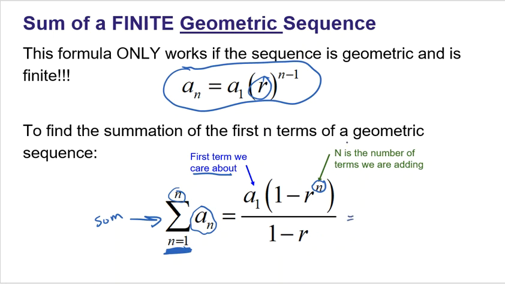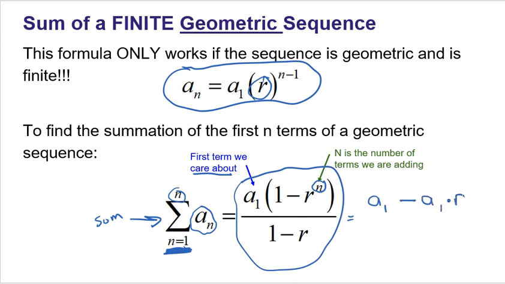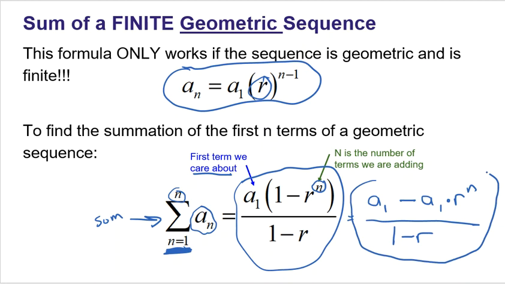Now be careful. I just want to show you this. I love this formula. This is how I solve all the problems. But some people distribute that a sub 1, and they get a sub 1 times 1, which is a sub 1, minus a sub 1 times r raised to the n, and then they divide by 1 minus r. So obviously, guys, it's algebra. Algebra allows us to manipulate formulas to look different but not be different. So this is just another form of that same formula, but I actually prefer to use this one right here. That's the main one that you'll see me use in this video.